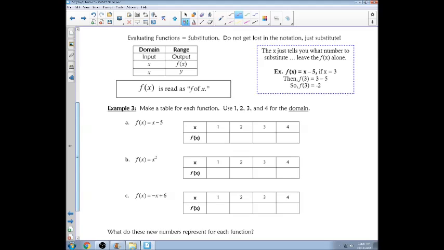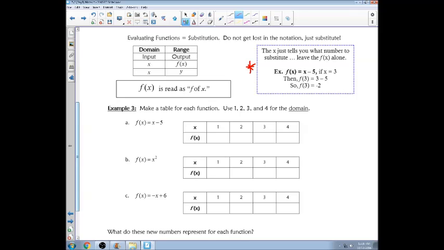Just substitute. So this says in our table, the domain, the input, is the x. The output could be f of x, which it tells you is how you read it here. F of x is really just the same thing as y. So let's look at this little box here. The x just tells you what number to substitute. Leave the f of x alone.